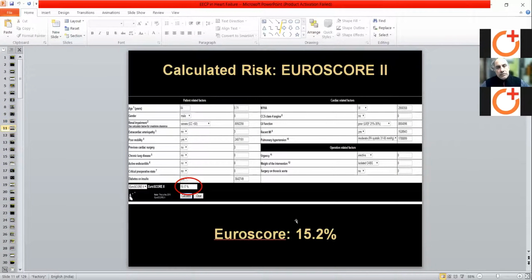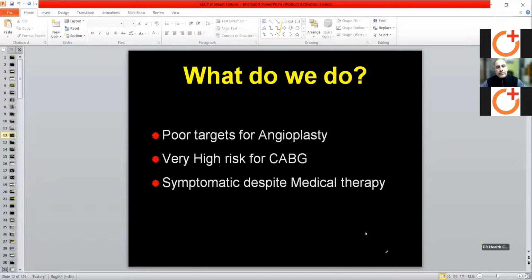Obviously, the first choice was, should we or can we bypass? But when we calculated the perioperative risk, it came out very high, 15% from the Euro score, which in the Indian population is going to be much higher. It was about 25% risk of intraoperative or postoperative mortality, which is why we thought something else could be important. There were poor angioplasty targets, angioplasty was not the best choice, the surgical risk was very high, and the person was symptomatic despite medical therapy.